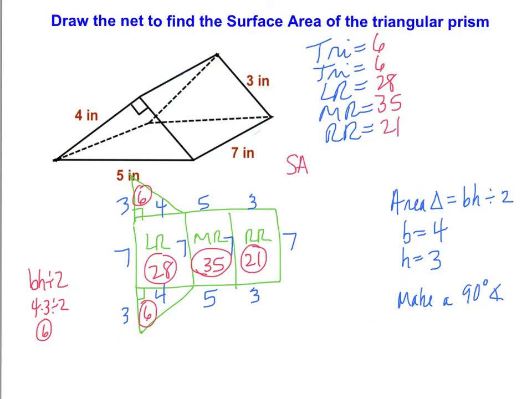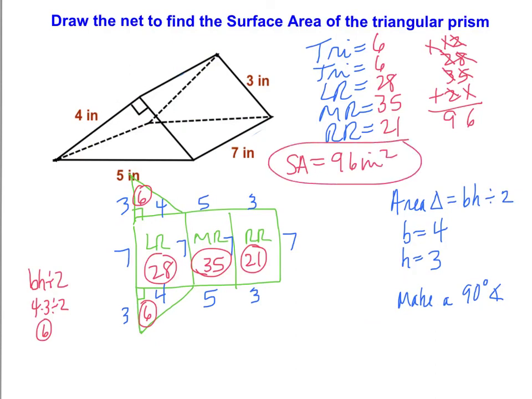So surface area is the sum of all of those. So 6 and 6 is 12, 28, 35, 21. So it's actually 96 square inches. And that is how you draw the nets for a triangular prism.